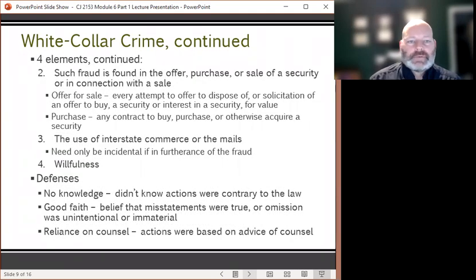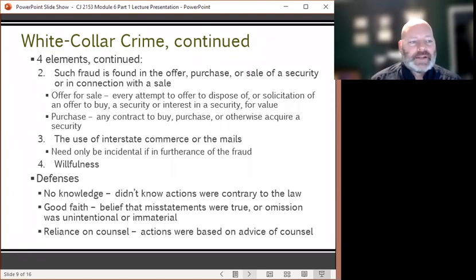A second element of securities fraud is that the fraud is found in the offer, purchase, or sale of a security in connection with a sale. The offer for sale means every attempt to offer to dispose of or solicit an offer to buy a security or interest in a security for value. The purchase is any contract to buy, purchase, or otherwise acquire a security.